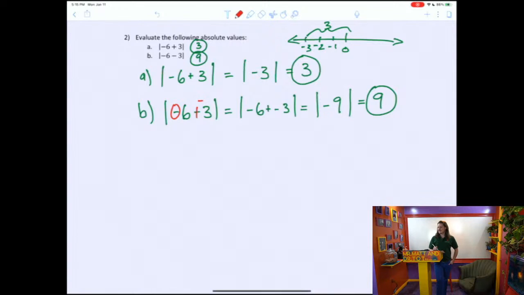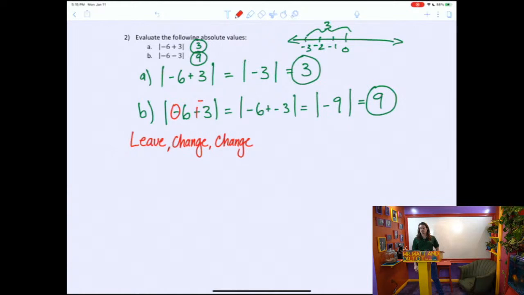So for example, -6 minus a +3 might be a little bit strange to wrap your mind around, but if you do leave, change, change, it'll show you that that's exactly equivalent to -6 plus a -3. -6 plus -3 is a lot easier to think about. That's obviously -9. So then that leaves us with the absolute value of -9, which is going to be +9, because -9 is 9 units to the left of 0 on a number line. So the answer to number 2a is +3. The answer to number 2b is +9.